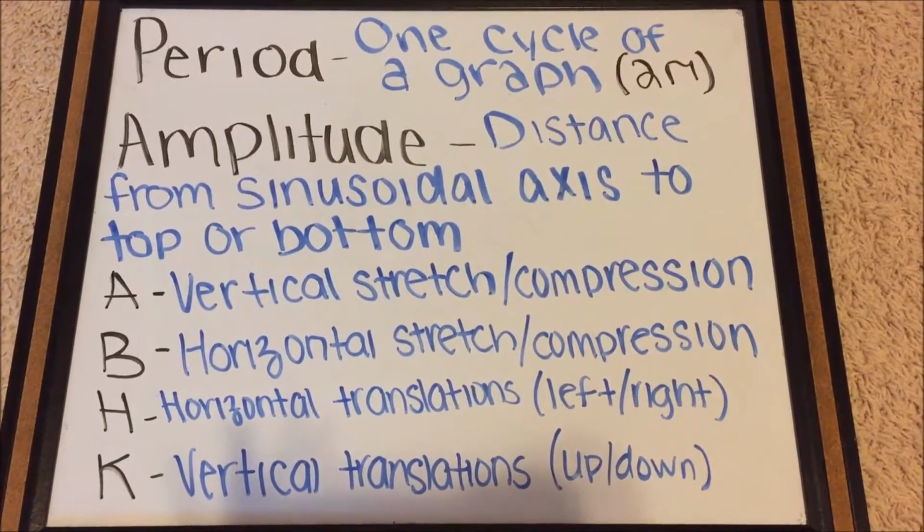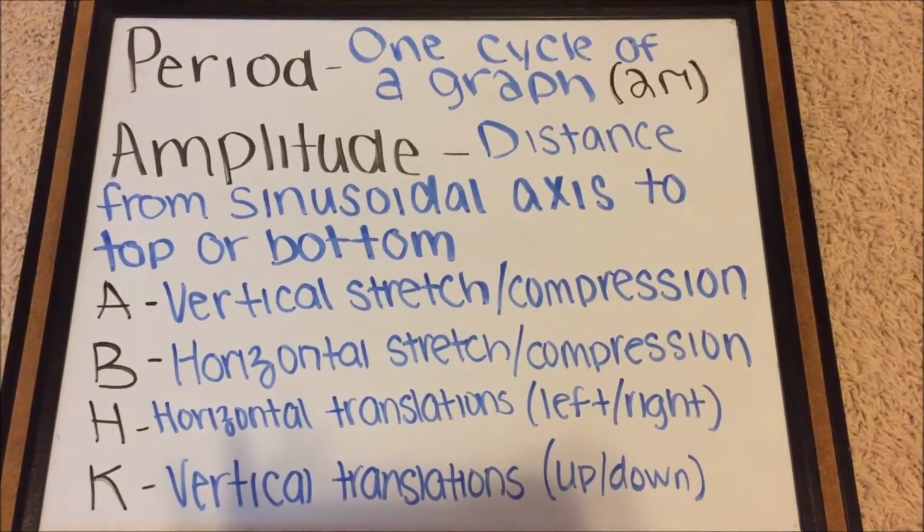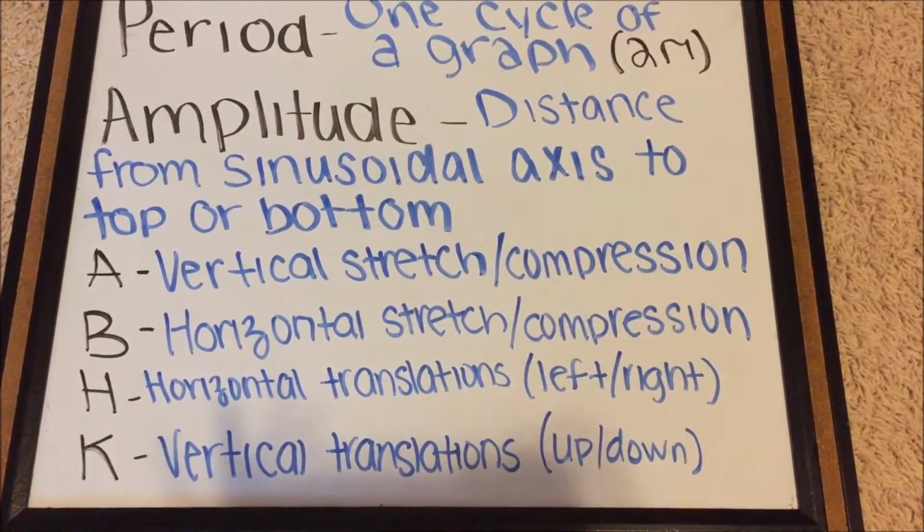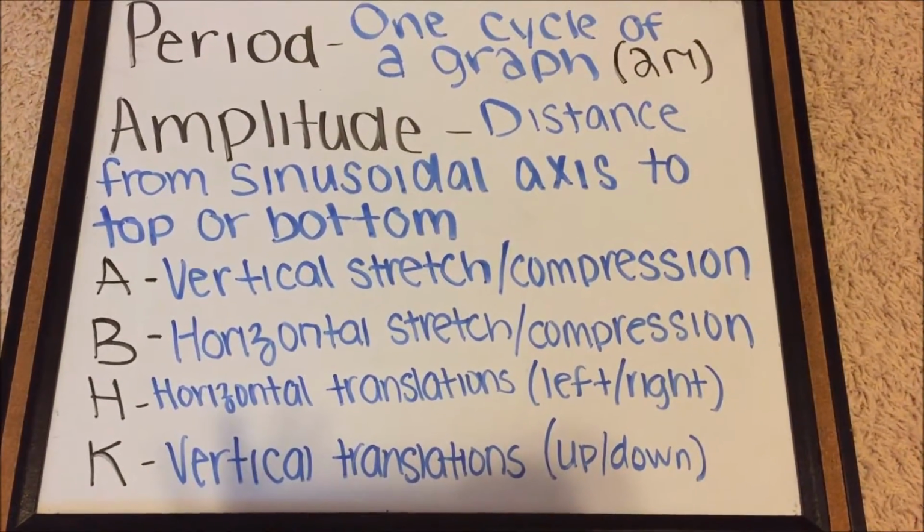A is a vertical stretch or compression. B is a horizontal stretch or compression. H is a horizontal translation, which is like left or right. And K is the vertical translation, up and down.